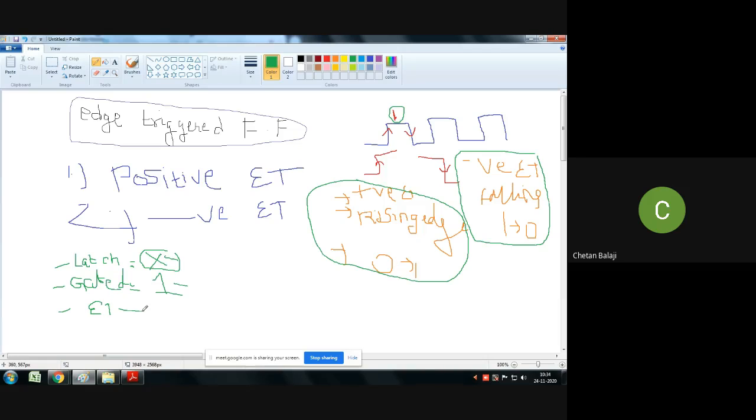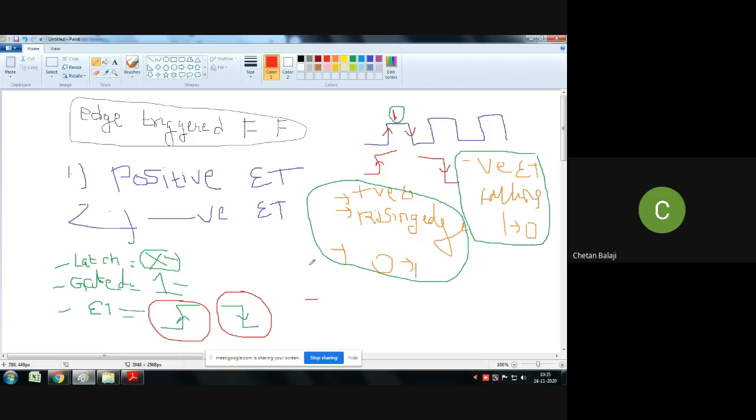Edge triggered. The output will change either at this edge or at this edge. I will show you. The output will change either at this edge or at this edge. It does not change anywhere in between. Either it changes at the positive edge or at the negative edge. The flip-flop which changes its output at the edge of the clock pulse is called an edge triggered flip-flop.